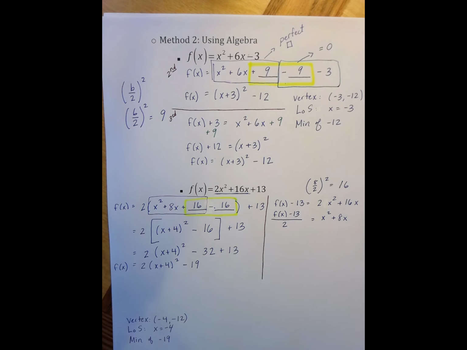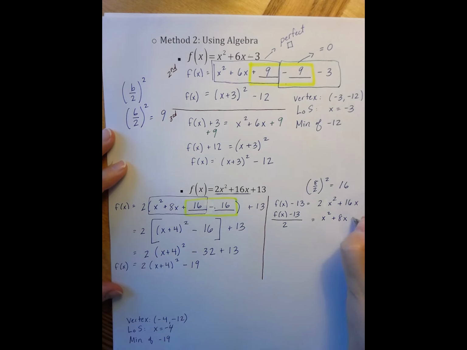So now I'm going to complete the square. So I'm going to add 16, but that means I also need to add 16 to this side of the equation.